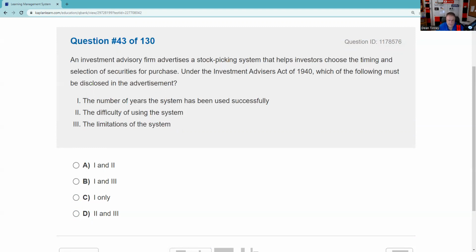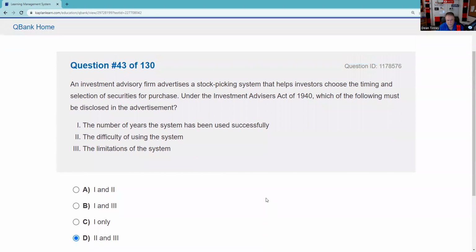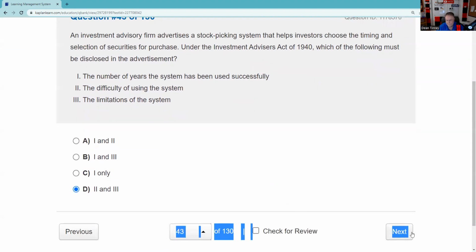1, the number of years the system has been used successfully. I don't know. 2, the difficulty of using the system. I should definitely know that. So I need 2. 3, the limitations of the system. Yeah, definitely. So I got to have 2 and 3. And that means I only can take these. So I didn't have to burn up brain cells on Roman numeral 1.